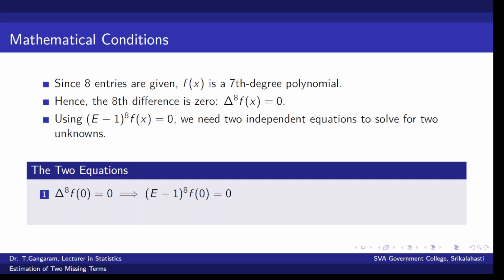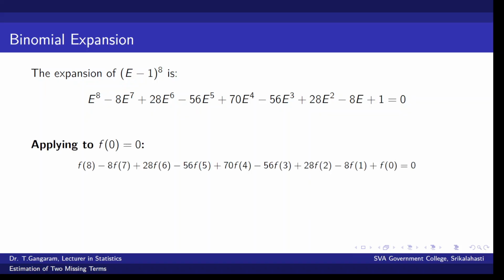The equations are: first equation, delta power 8 f of 0 is equal to 0, this implies (E minus 1) power 8 f of 0 is equal to 0. The second equation is delta power 8 f of 1 is equal to 0, that implies (E minus 1) power 8 f of 1 is equal to 0. The expansion of (E minus 1) power 8 by the binomial expansion: E power 8 minus 8 E power 7 plus 28 E power 6 minus 56 E power 5, and so on, plus 1 is equal to 0.